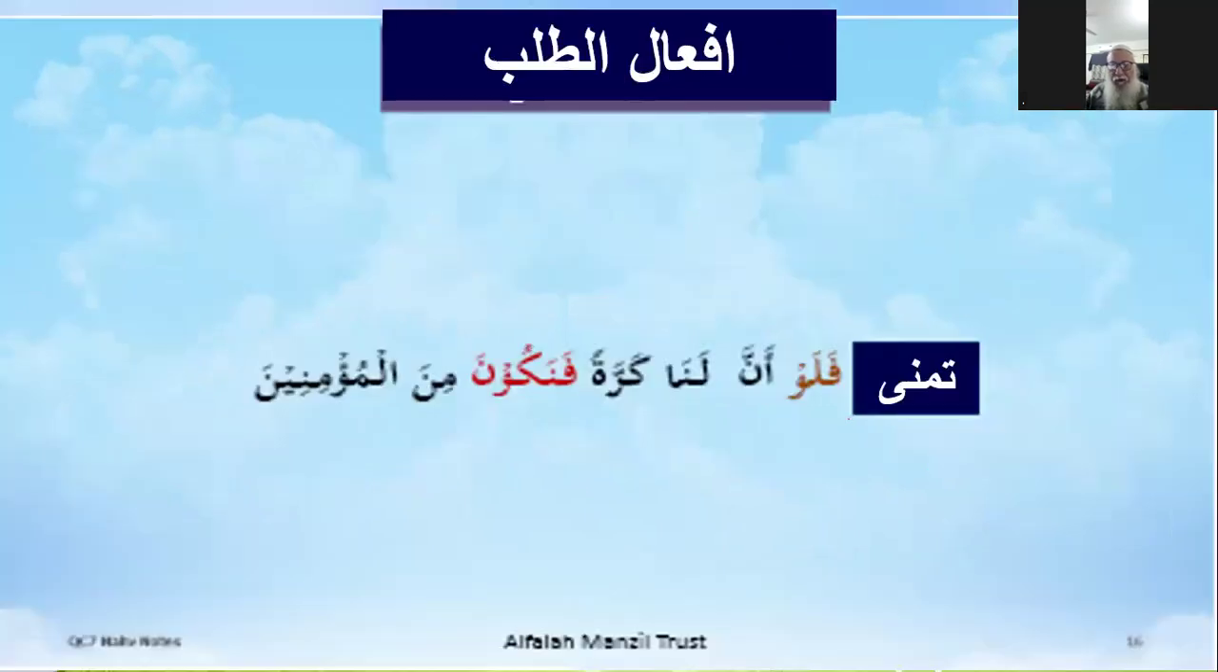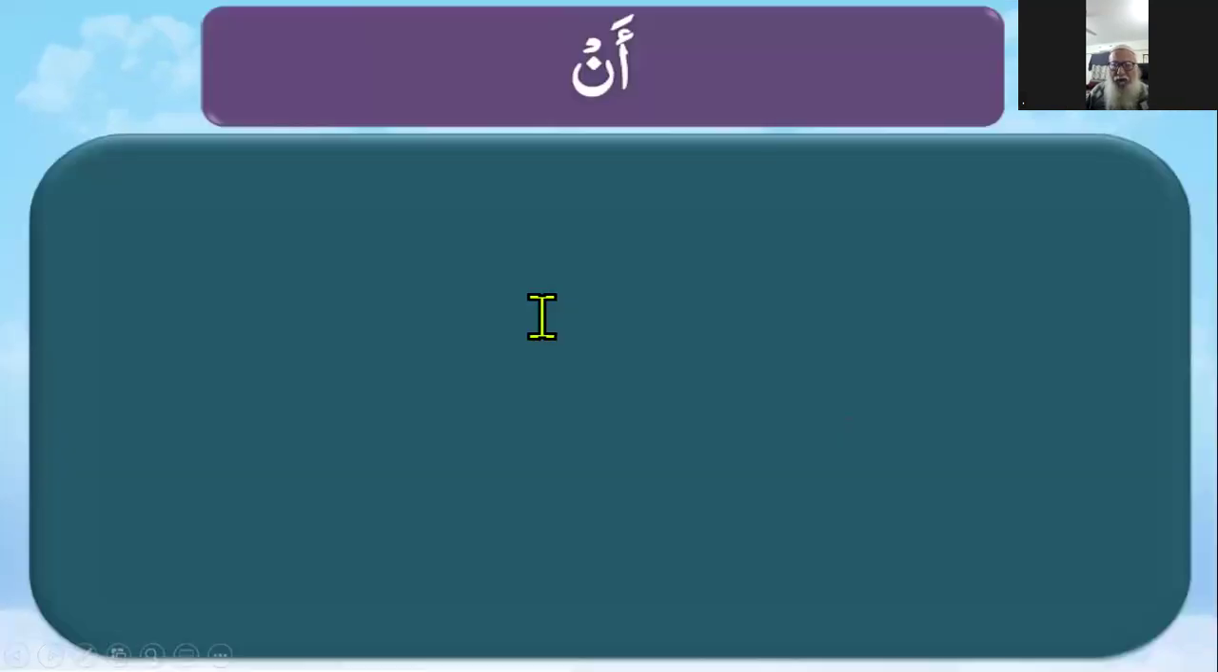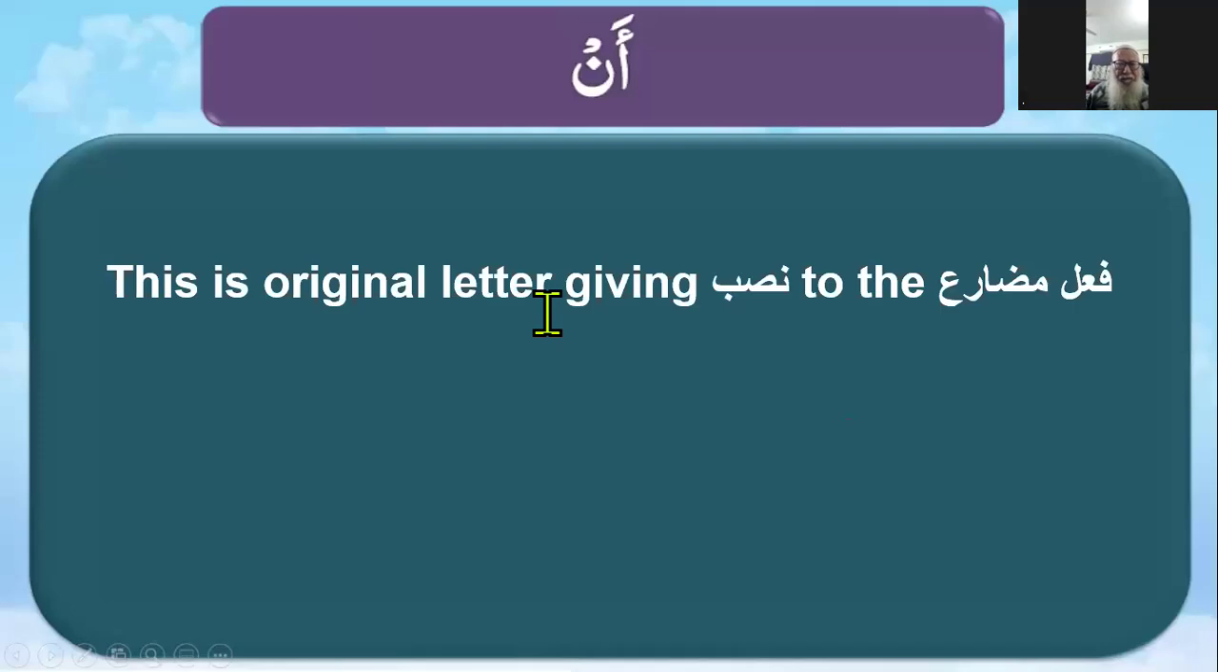Tamanna example. فلو أن لنا كرة فنكون من المؤمنين. فلو, لو is a condition word. فنكون, it is possible. Karra, we can have the head. So, an.